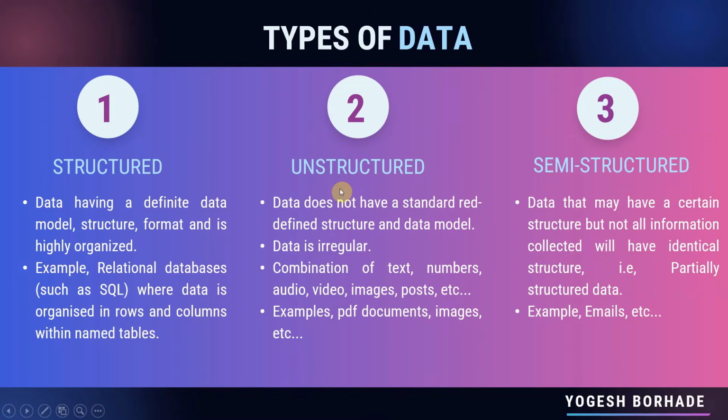Now next is unstructured data. So what is unstructured data? Unstructured data means data which does not have a standard defined structure or a fixed structure and data model. And the data is irregular because it does not have a fixed structure, so it can be in any form. Then it is a combination of text, numbers, audio, video, images, posts, etc.